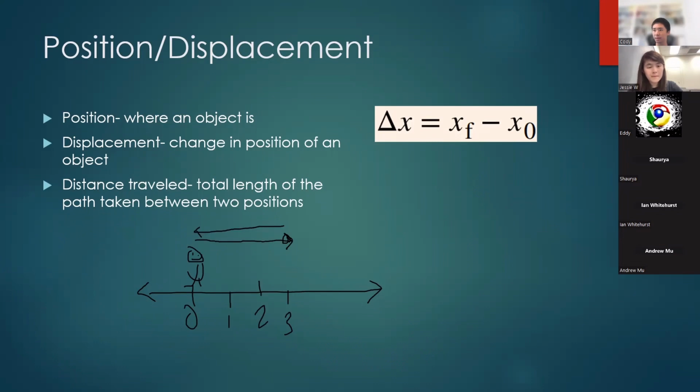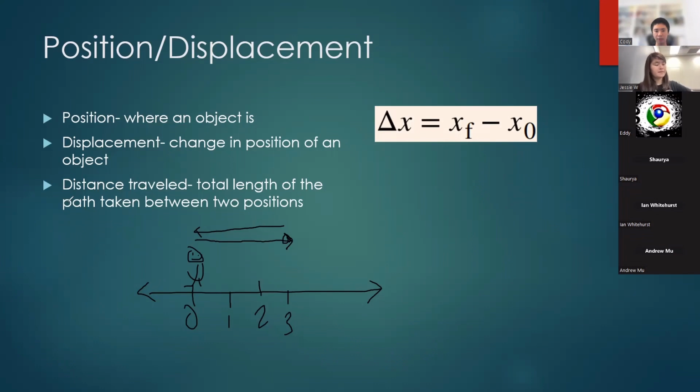The displacement is the change in position of the object. It's this formula right here: delta x is equal to xf minus x0, that is, the final position minus the initial position. If the person goes from point 0 to point 3 and back to point 0, then the displacement would be 0, because the initial position and the final position are both 0. So 0 minus 0 is 0. That's different from the distance traveled.